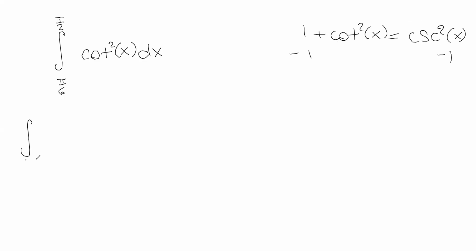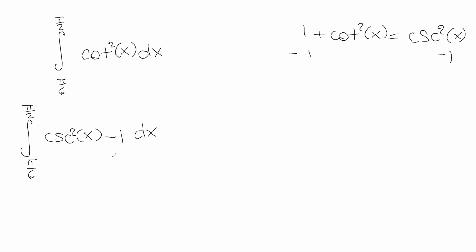So we have the integral from pi over 6 to pi over 2. We're going to make this into cosecant squared of x minus 1 dx. And how is this useful? Why is it better to have this instead of cotangent squared of x? So there are a number of reasons. We don't want to talk about this in terms of the identities.